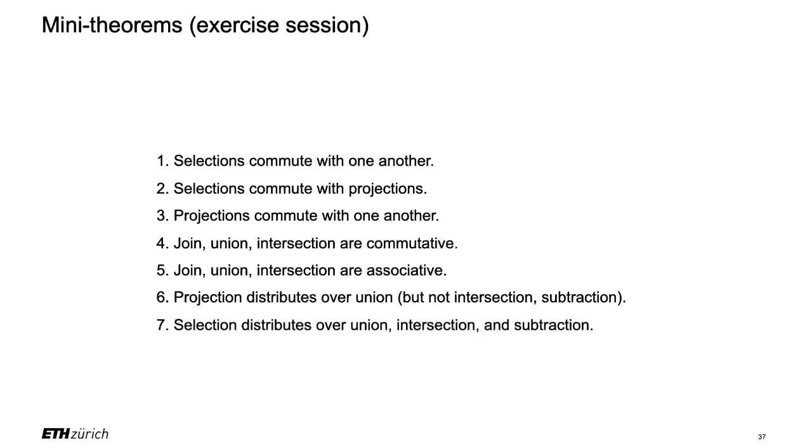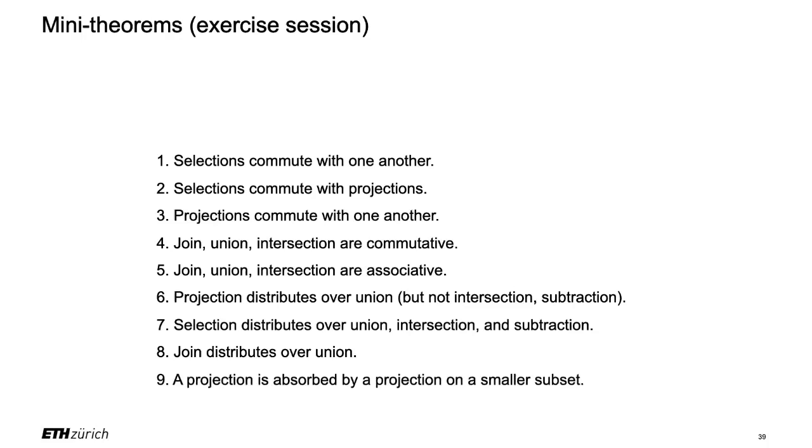That's a good exercise to find counterexamples of that. Then selection distributes over union, intersection, and subtraction. So it means that the selection of the union of two tables is the same as the union of the selections. You can also swap them. Joins distribute over union. So it means that the join of a table with the union of two tables is the same as the union of the join of the first table with one of the two and the first table with the other one. Okay, so you basically can derive all theorems, and then you can also say that a projection is absorbed by a projection on a smaller subset.